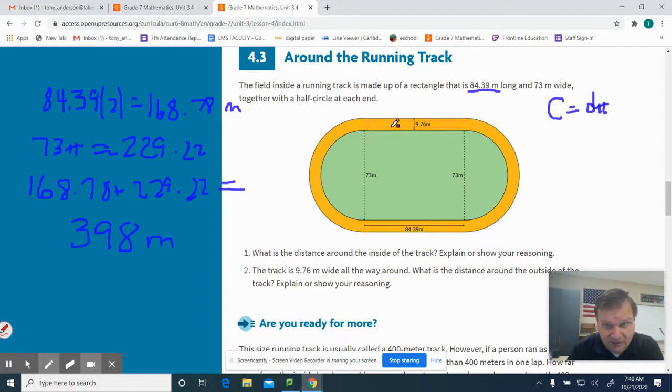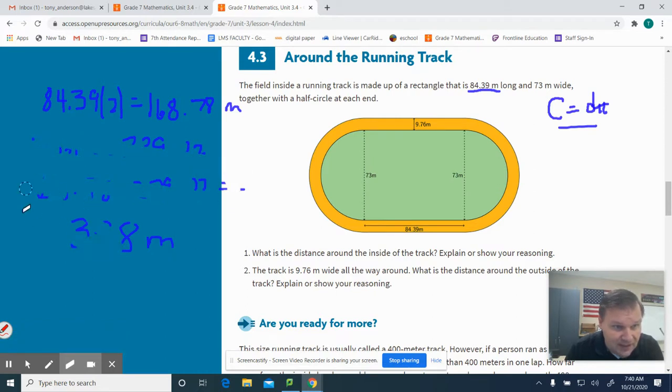So that's right here. We got these two lengths right here. Then I have to put these two half circles together to find the distance around that, which is the circumference. And there's the circumference formula. Now, on the second question, we have something a little different.